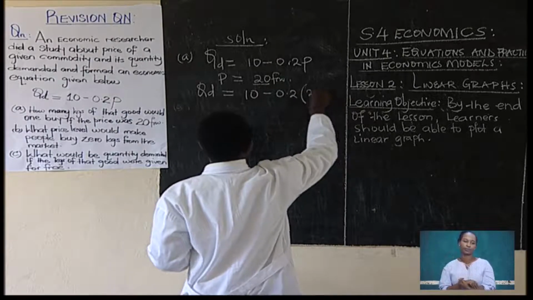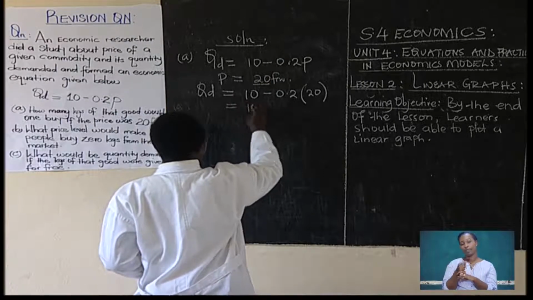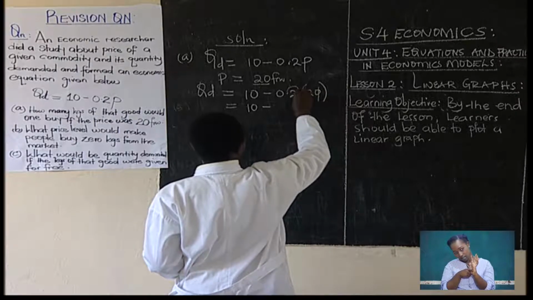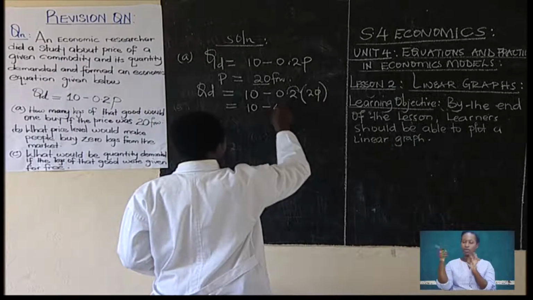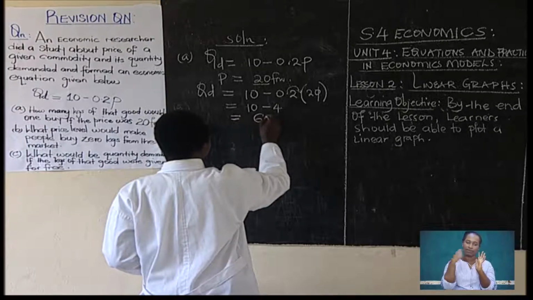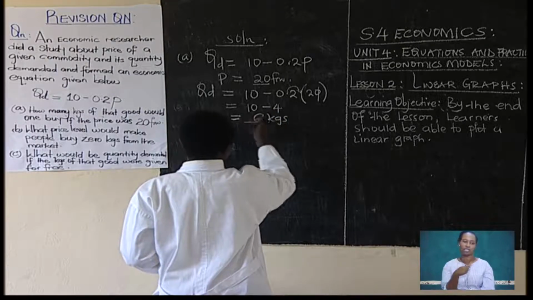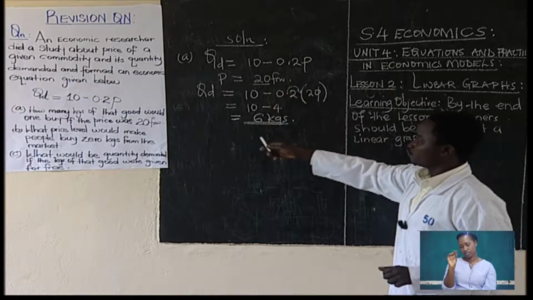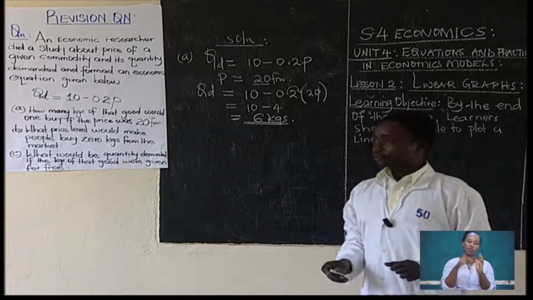So you multiply 0.2 by 20. When you multiply, we shall have 10 minus, the 0 takes away the decimal point, then you remain with 2 times 2, which is 4. And when you work out 10 minus 4, you will get 6. And we are expressing them in terms of kilograms. So when the price is 20 Rwandan francs, quantity demanded of that commodity will be 6 kilograms. So that's how you work out part A.